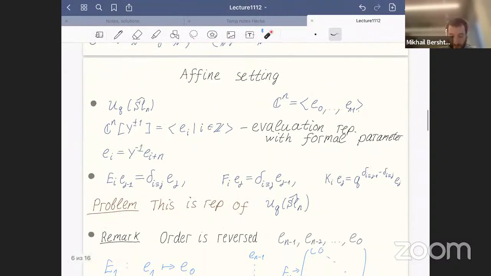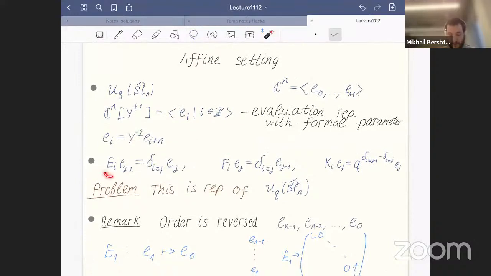So we have U_q of sl_N hat. We consider its evaluation representation, and it is convenient for me to consider the evaluation representation with a formal parameter. This formal parameter is denoted by y, and the representation has a basis e_i, where i runs through all integer numbers. So in the original space, we have a basis e_0, ..., e_{n-1}. I changed the notation a bit compared to last week, but probably nobody noticed. And the basis labeled by integers in the space is defined through this periodicity condition.